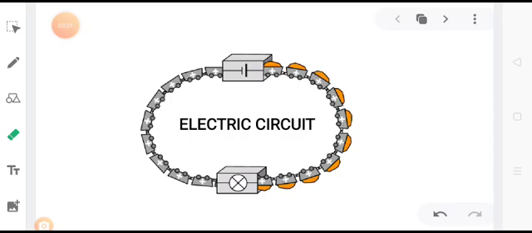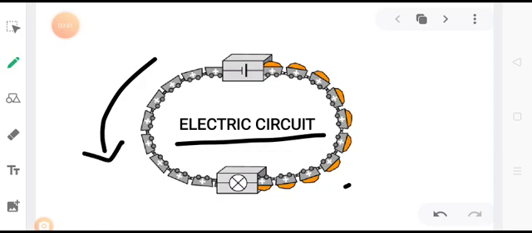Now, this current requires a continuous path. This current will require a closed path. Now, what is this closed path called? This closed path is nothing but an electric circuit. Now, how to define an electric circuit? What is an electric circuit? It is a closed path through which current can flow.